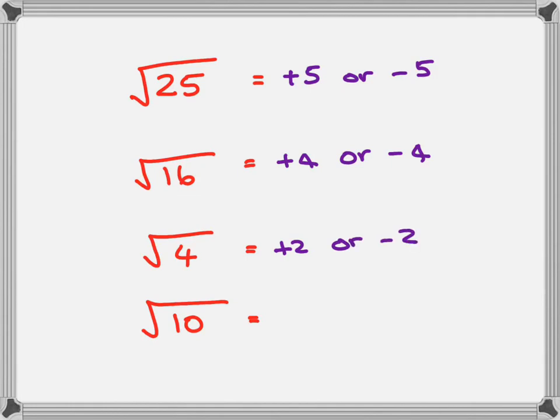Square root of, it won't be 10 because there is no square root of 10. Let's make it 100. Square root of 100 we know is 10 times 10. So it's plus 10 or minus 10. I apologize for that printer error there originally when I made the slide.